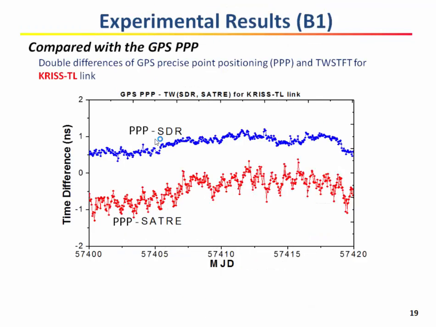Then I will show the experimental results compared with the GPS PPP. This curve is GPS PPP minus the two-way SDR results. And here shows the PPP minus the two-way C3 results. You can find the diurnal is obvious here, but not obvious for the SDR results.